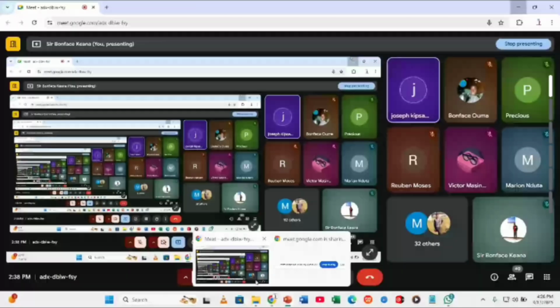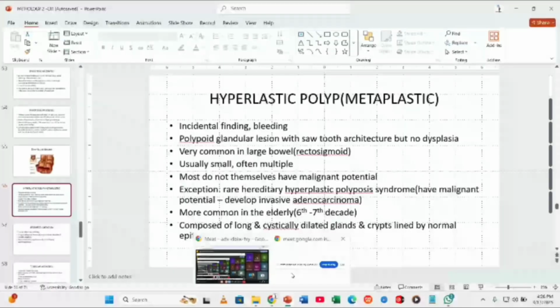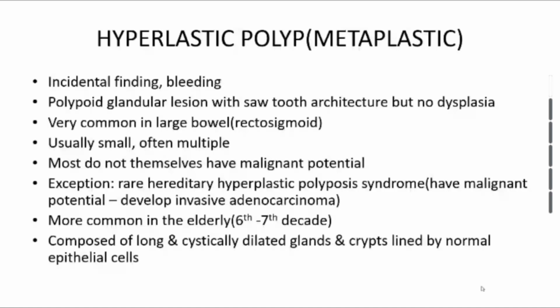Initially it is more common in the elderly, especially people within their 6th to 7th decade. They are composed of long and cystically dilated glands and crypts lined by normal epithelial cells.